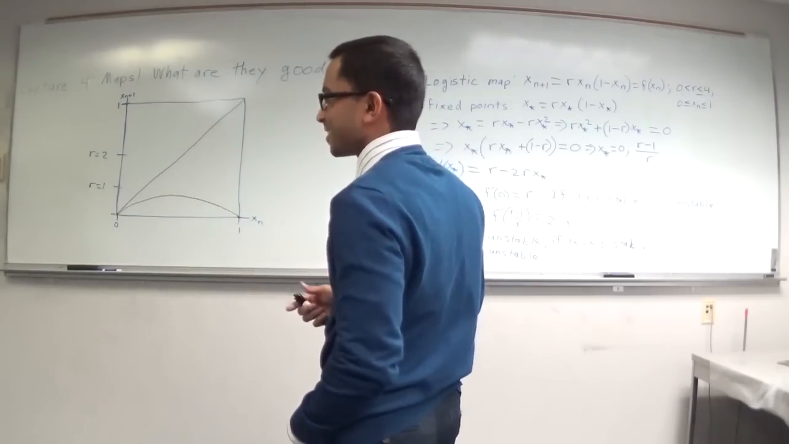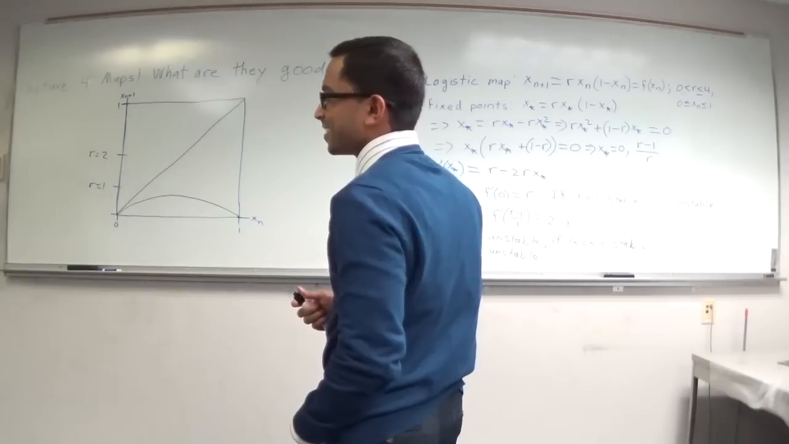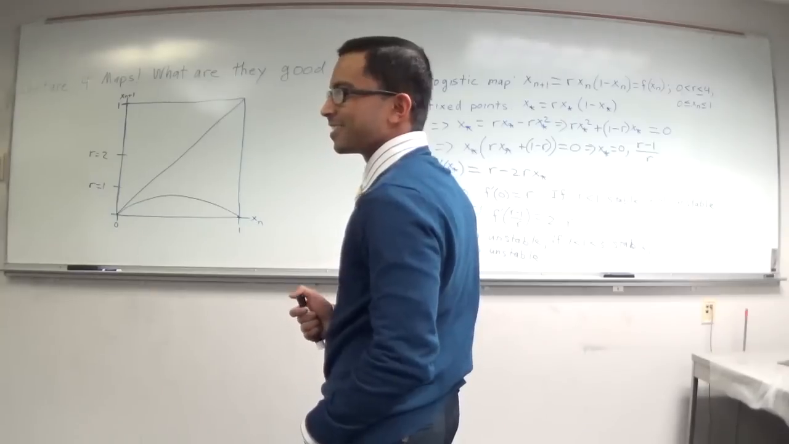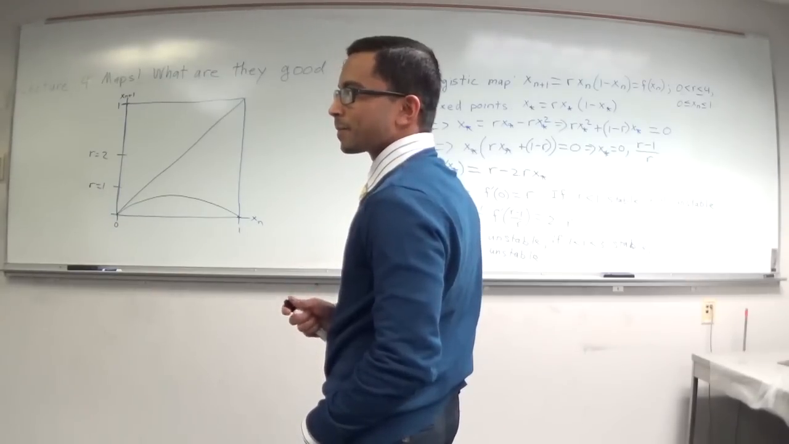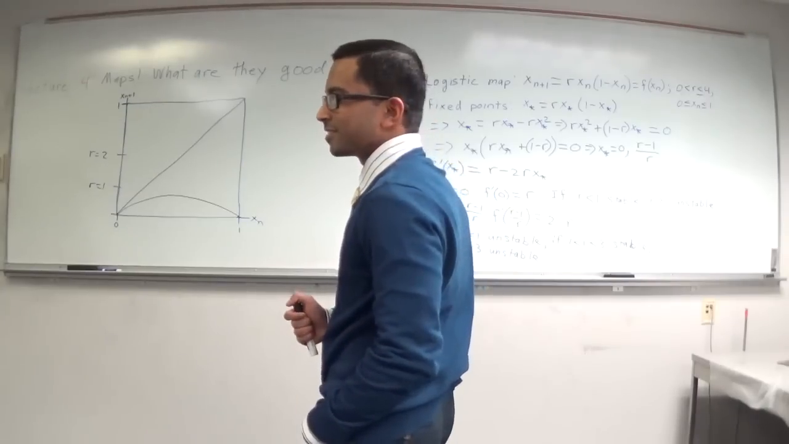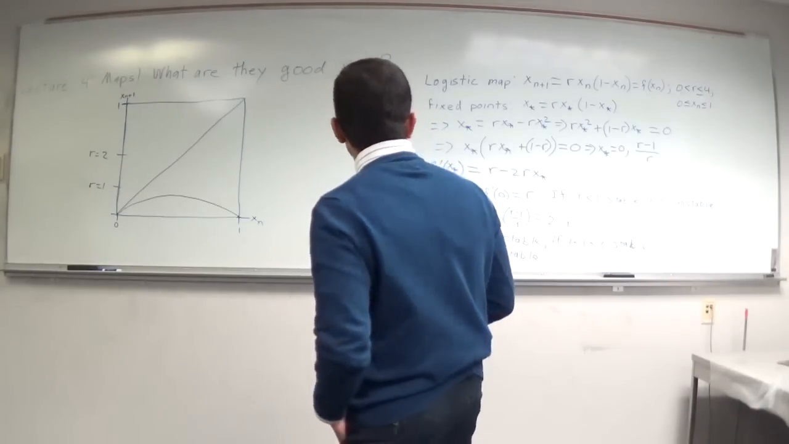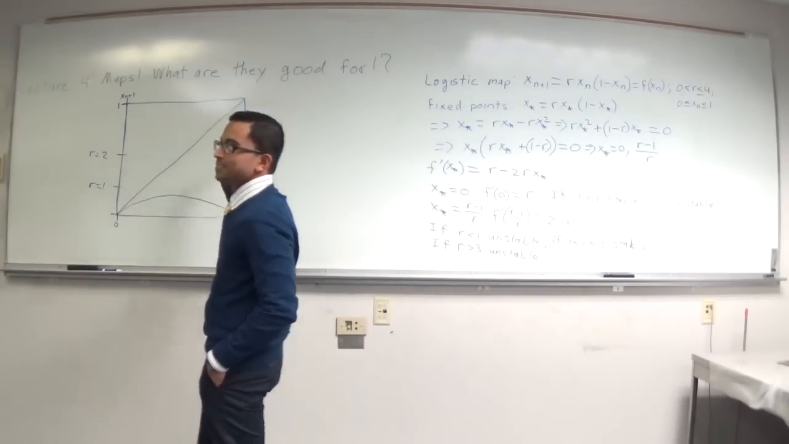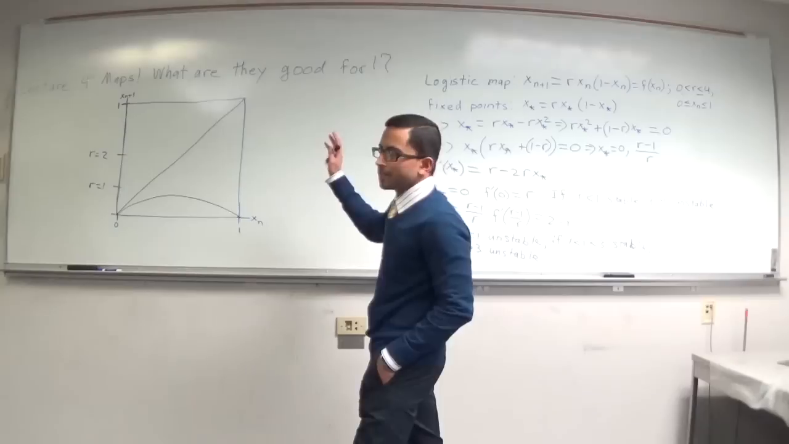The fixed point x star is 1 minus 1 over r. If r is less than 1, it's not in the unit interval. It's negative. So the only fixed point of interest will be the origin. So although we do have a fixed point, we're not going to have a fixed point in this unit interval. That's why.